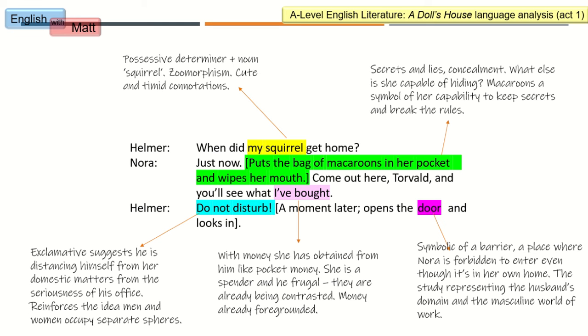So the door is closed, and doors, of course, are symbols of barriers, a place where Nora is forbidden to go. But it also shows again that he is a man of rules, do not disturb, spoken as an exclamative, meaning he might be shouting that from inside the office. We have to remember, of course, that this is her house too, and yet she seems to be forbidden from entering certain places. So that house begins to be out of bounds for her, at least in terms of certain rooms.